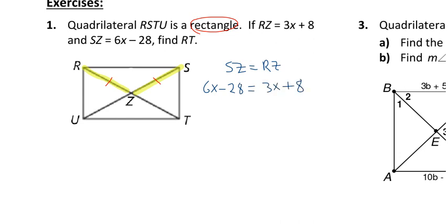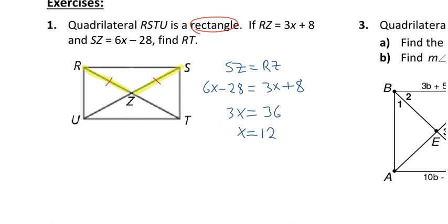Putting all the variables on one side, we have 3x. Putting all the numbers on the other side, we have 36. So x is equal to 12. And now we can use the value of x to find RT. RT is the entire diagonal. And we know that this piece TZ should also be congruent to RZ. So this is also congruent to the other two.